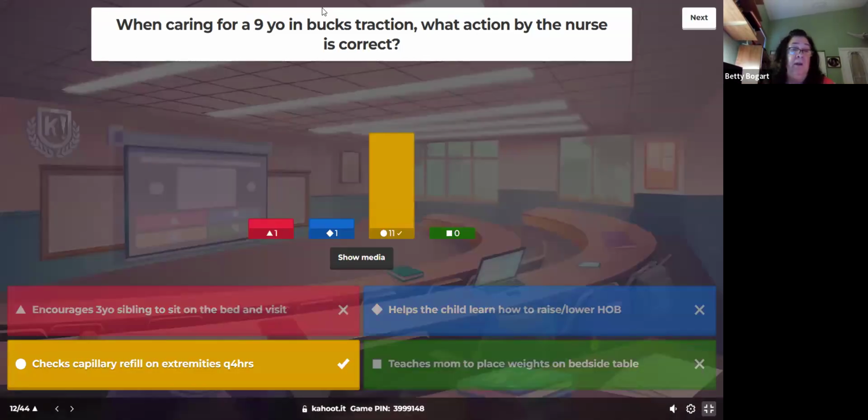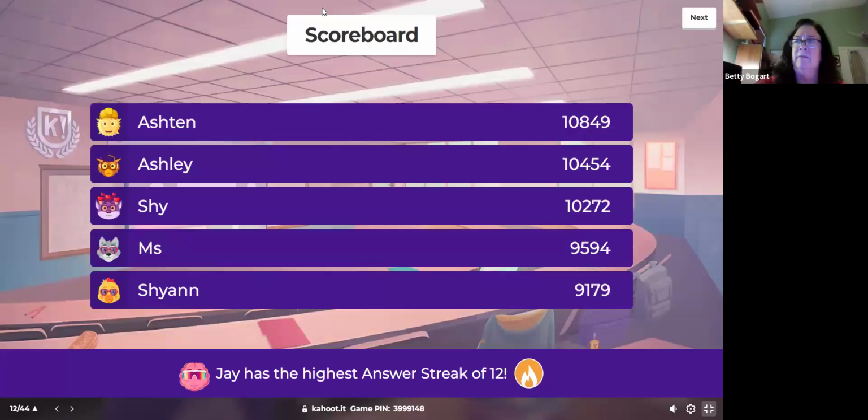Again, this is just capillary refill, checking it. We're not going to let kids sit on the bed because that could disrupt the buttocks and jostle and hurt the leg. No, we don't want to do that. They don't need to put that bed up and down. In fact, usually we turn that off and we never take the weights off. We want to keep that bone still so that there are no muscle spasms.